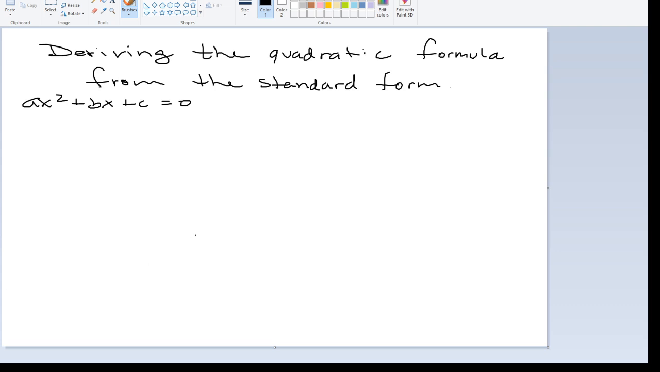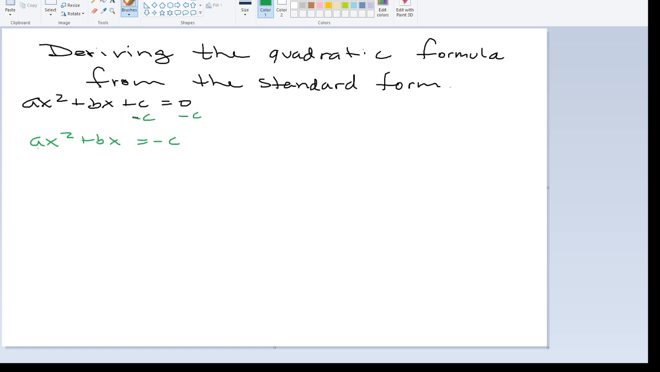Okay, students, in this video we are going to derive the quadratic formula from the standard form. There's a few steps to follow. Step number 1 is to move the c value to the right by subtracting it. So let's subtract the c value from both sides. So we ended up with ax squared plus bx equals negative c.